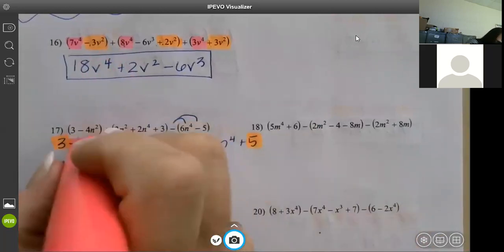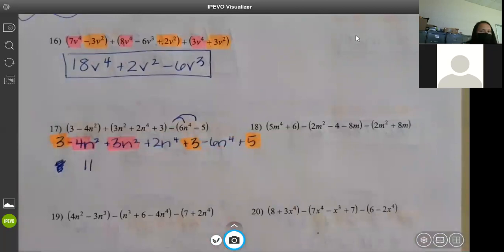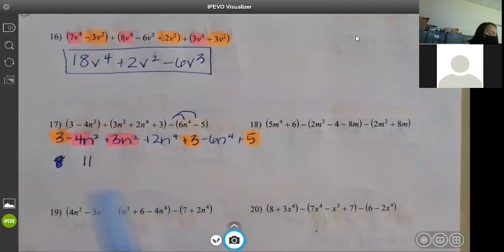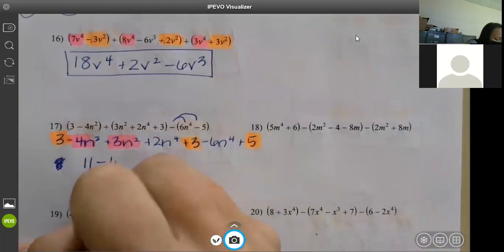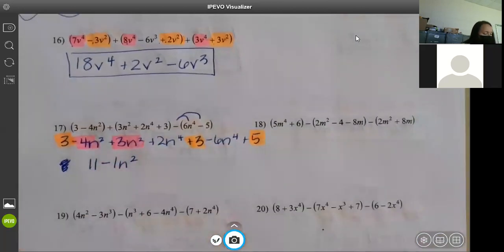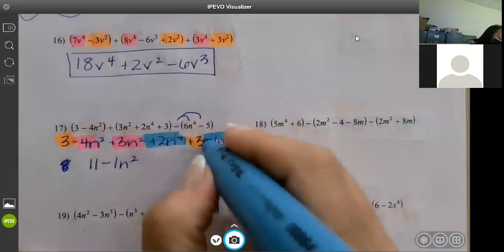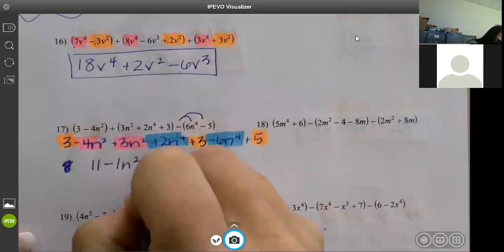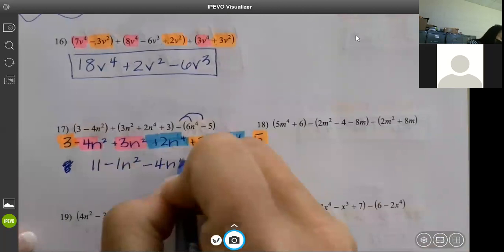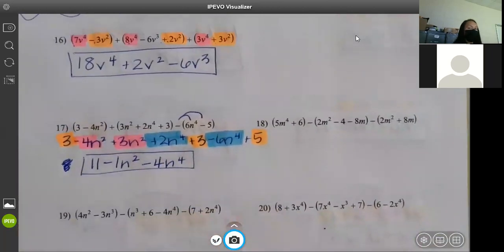We have negative 4n squared, a 3n squared. That's all the n squareds. Negative 4 plus 3 is negative 1n squared. And then we have 2n to the fourth minus 6n to the fourth. So 2 minus 6 is negative 4n to the fourth. That's it.